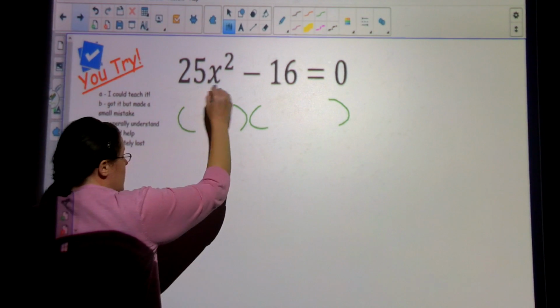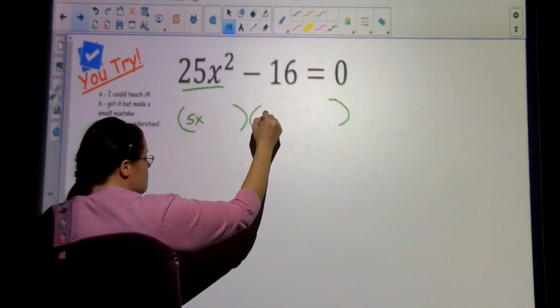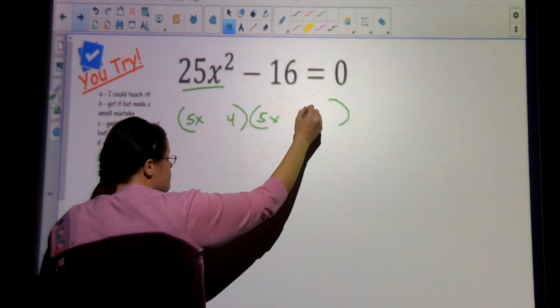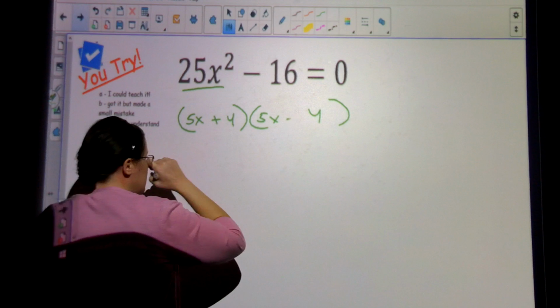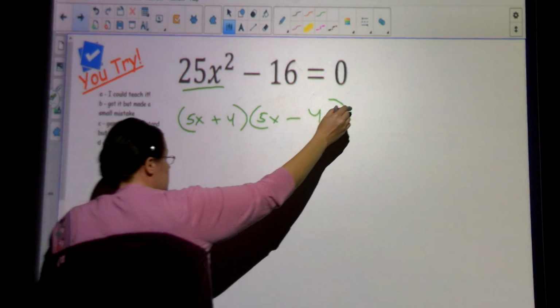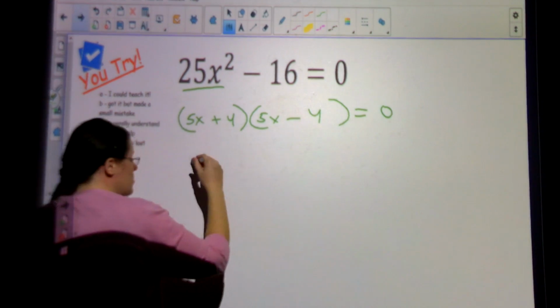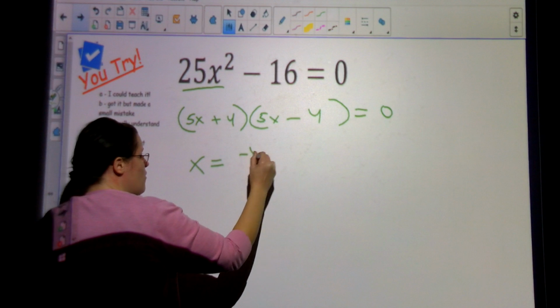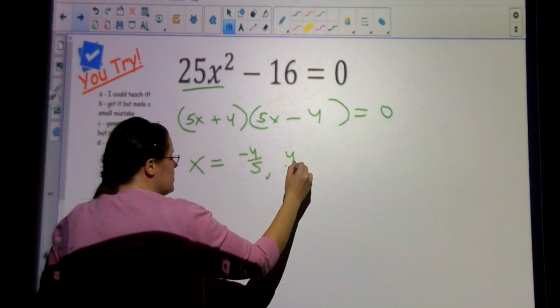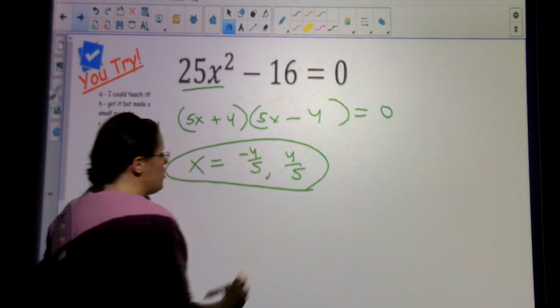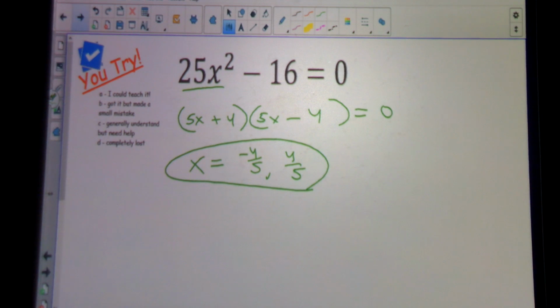Okay, perfect squares, we have 5x, that's 4. One's plus, one's minus, doesn't matter which one. Equal to 0. You can set each one equal to 0, but you will end up getting negative 4/5 and positive 4/5. And yes, you could write that as plus or minus 4/5, however you like.